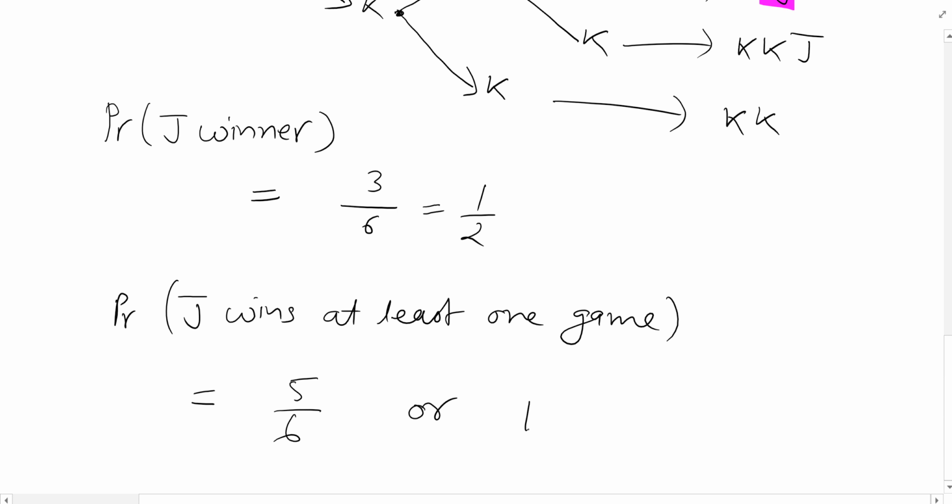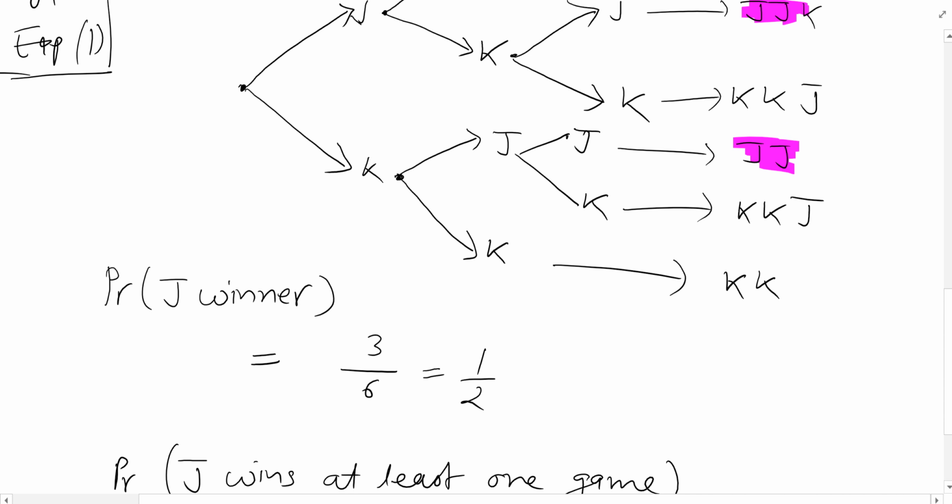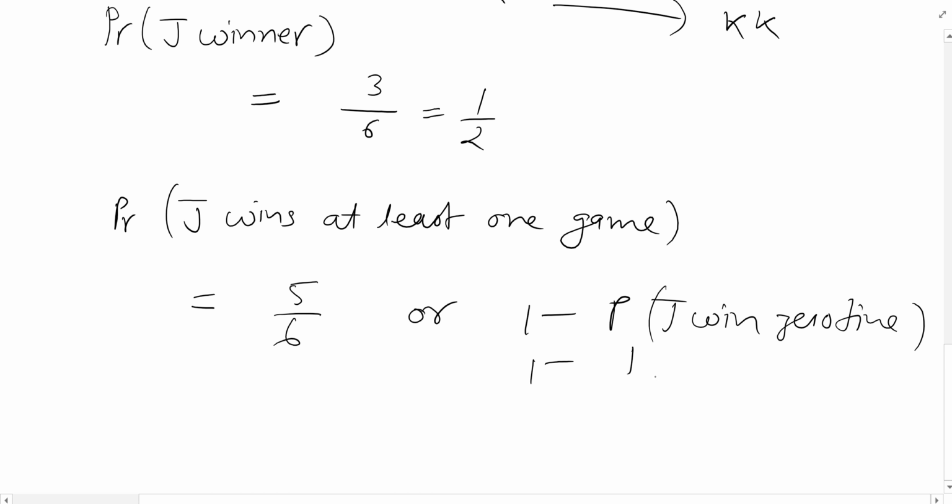Or you can do 1 minus the probability that J wins 0 times, which is 1 out of 6, right? So we do 1 over 6, and it's going to be the same thing, 5 out of 6. Good. Alright, so that is that.